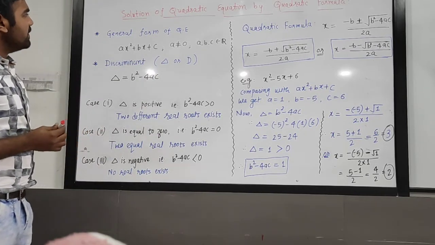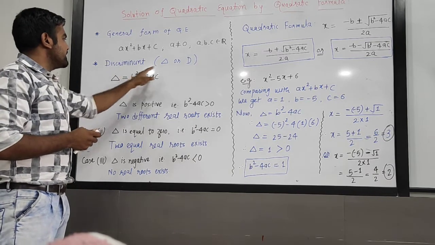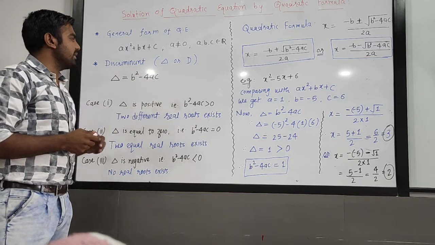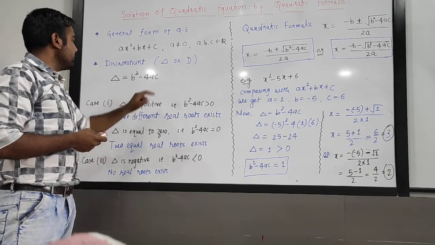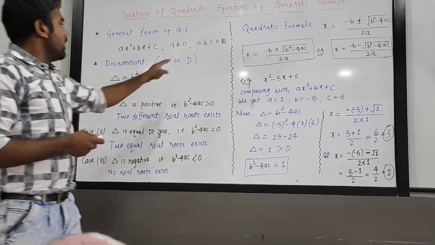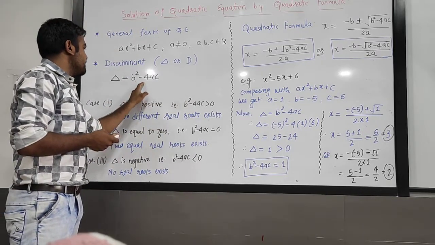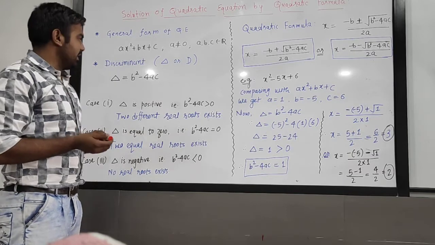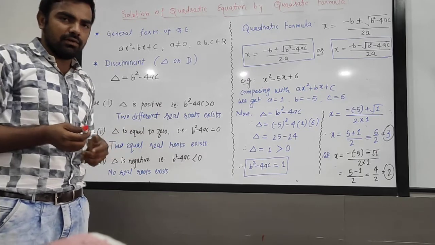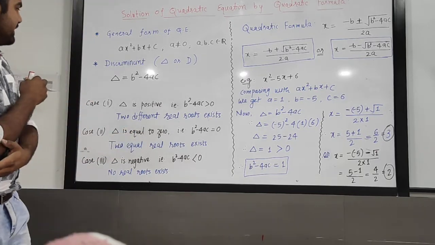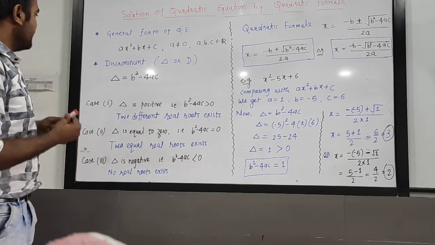To find the solution or roots of the quadratic equation, we need to first find the discriminant, which is denoted by delta or capital D, and it is defined by delta is equal to b square minus 4ac. Since a, b and c are real numbers, this whole quantity b square minus 4ac is also a real number. We know that a real number is either positive, negative or 0. So for that we consider three cases about the value of b square minus 4ac.